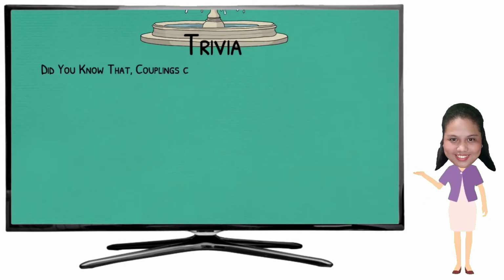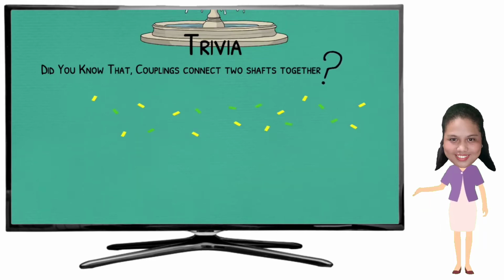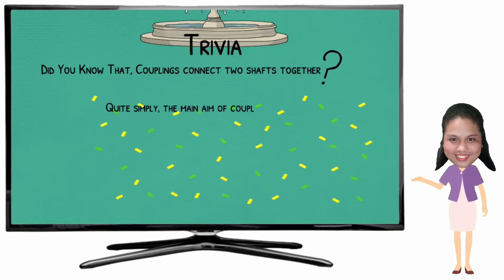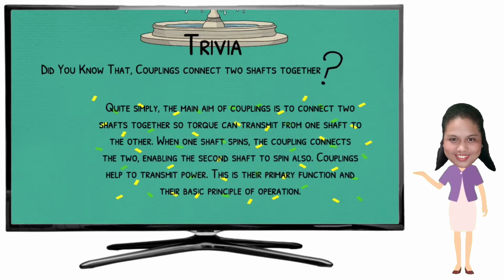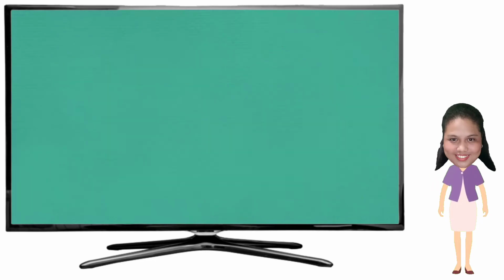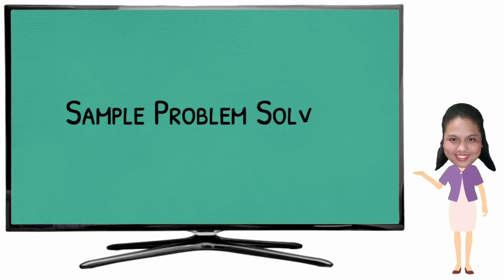Did you know that couplings connect two shafts together? Quite simply, the main aim of couplings is to connect two shafts together so torque can transmit from one shaft to the other. When one shaft spins, the coupling connects the two, enabling the second shaft to spin also. Couplings help to transmit power. This is their primary function and their basic principle of operation. Let's have an example of problem solving for a flange coupling.